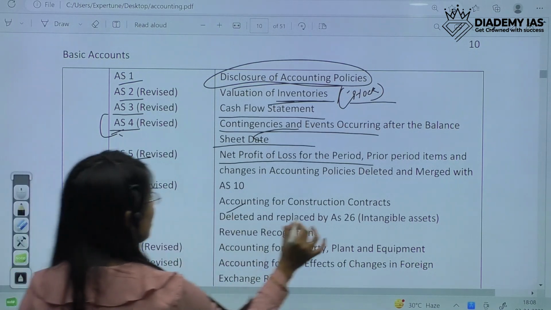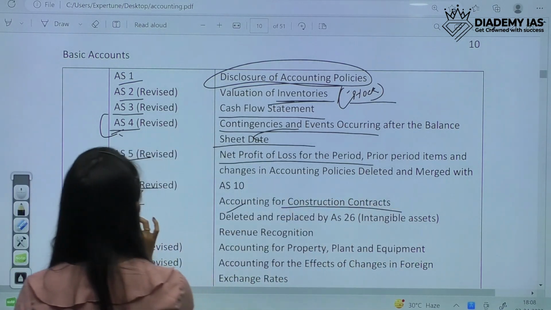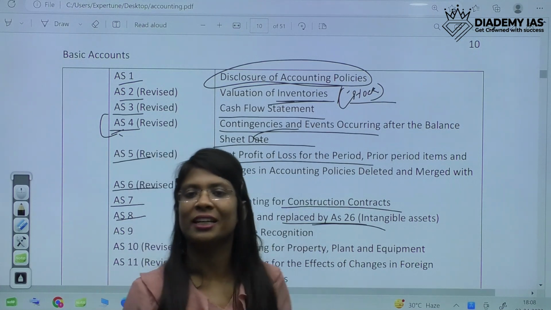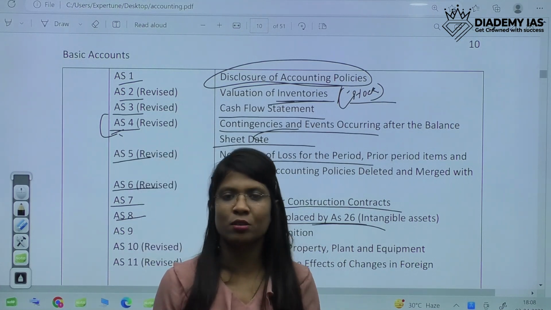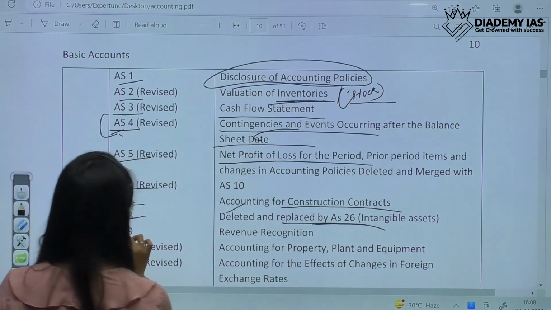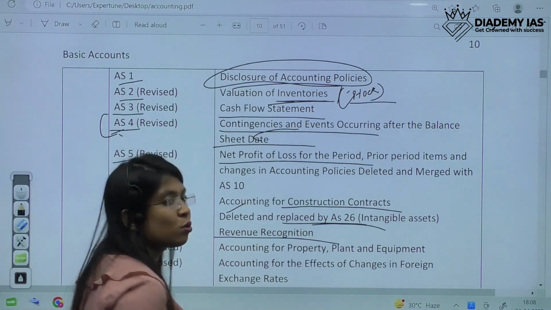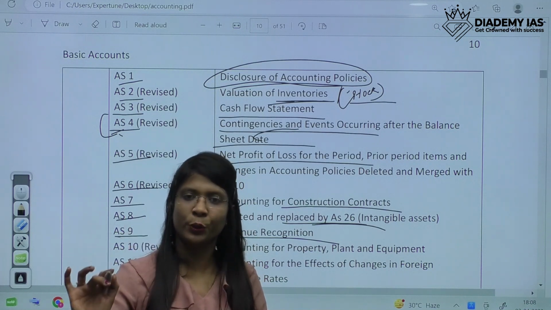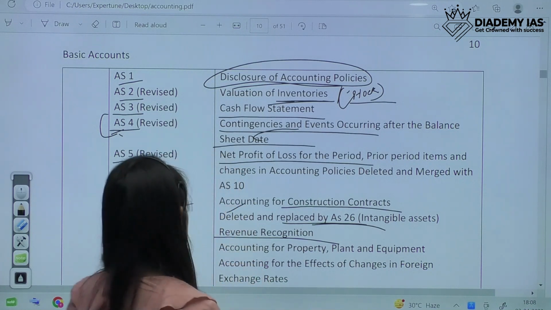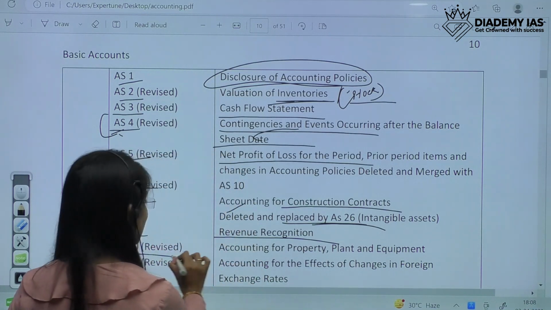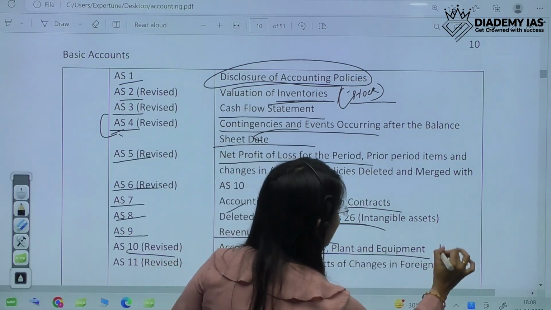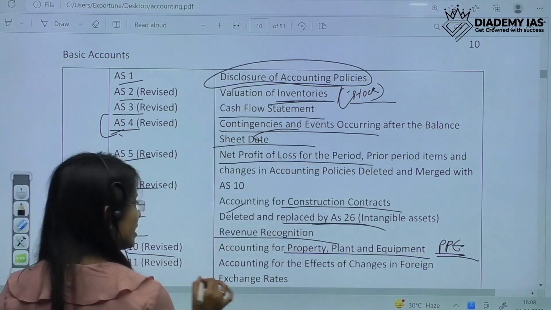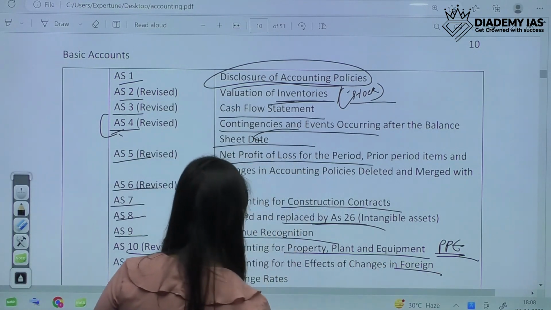Then AS7, construction contract. AS8 has been replaced by AS26. AS26, intangible assets. So now AS8 is also not there. AS9, revenue recognition. It is also very important. Generally, AS9 is asked. AS9, revenue recognition. Please do remember this. AS10, it's PPE, property, plant, equipment. Then AS11, foreign exchange.